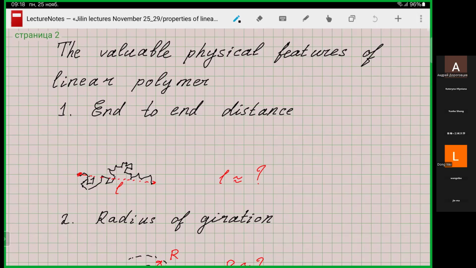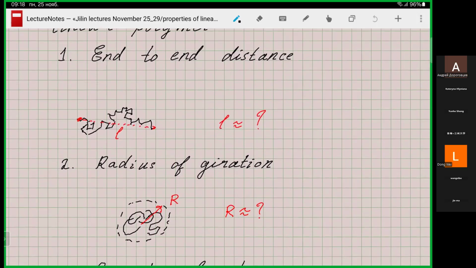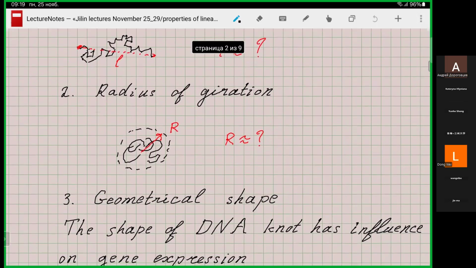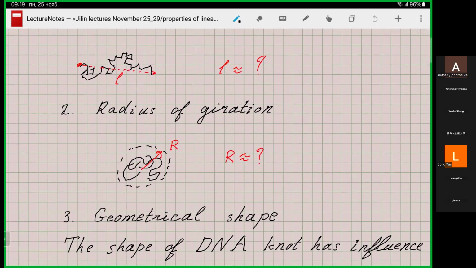The same characteristic which also characterizes the shape of the polymer is the radius of gyration. This is the radius of a small ball which contains the polymer knot. Of course, it is related to the end-to-end distance, and even sometimes, especially in physical works, people say that L is just 2 multiplied by R. But what is interesting is that this characteristic does not pay attention to any shape of the polymer.